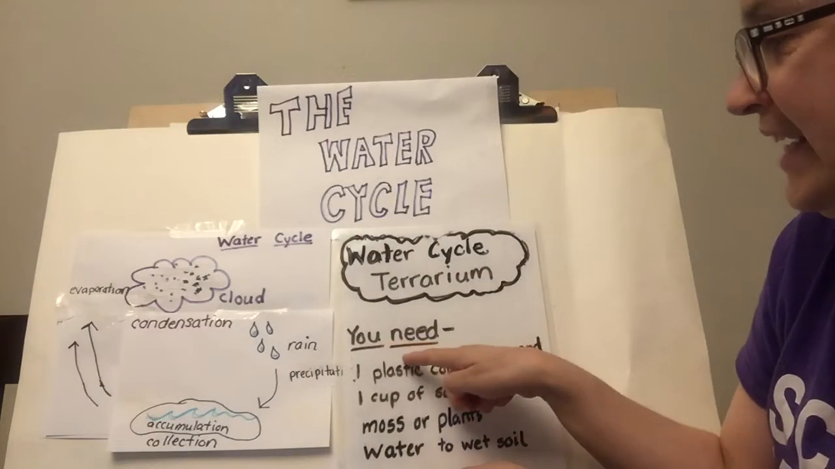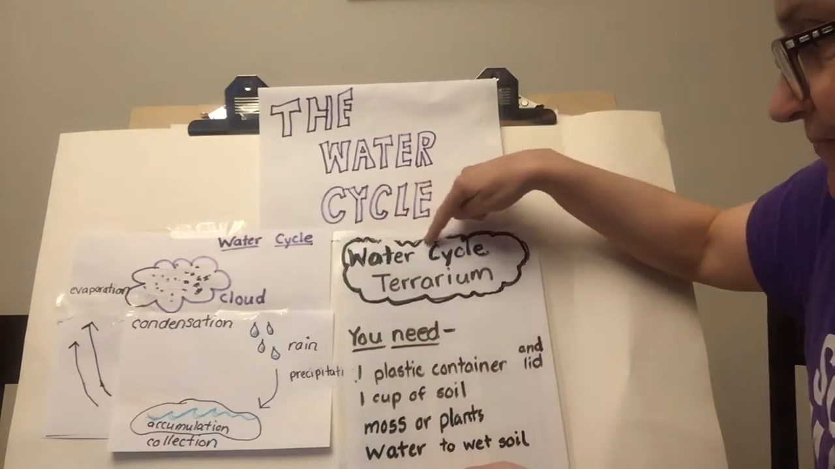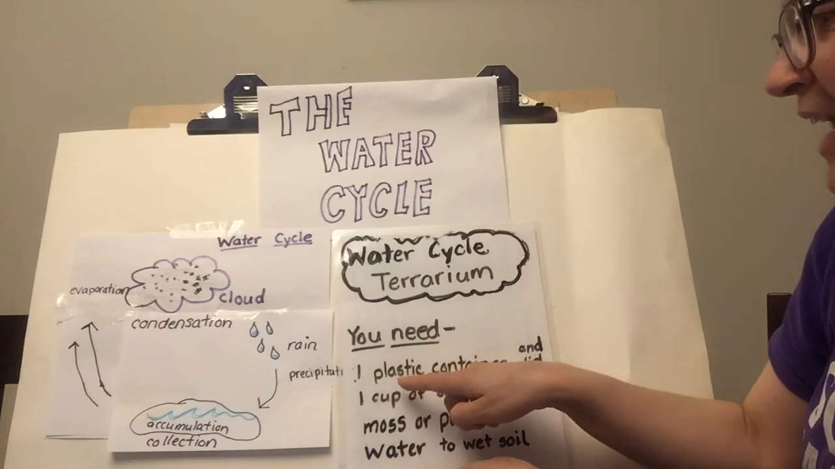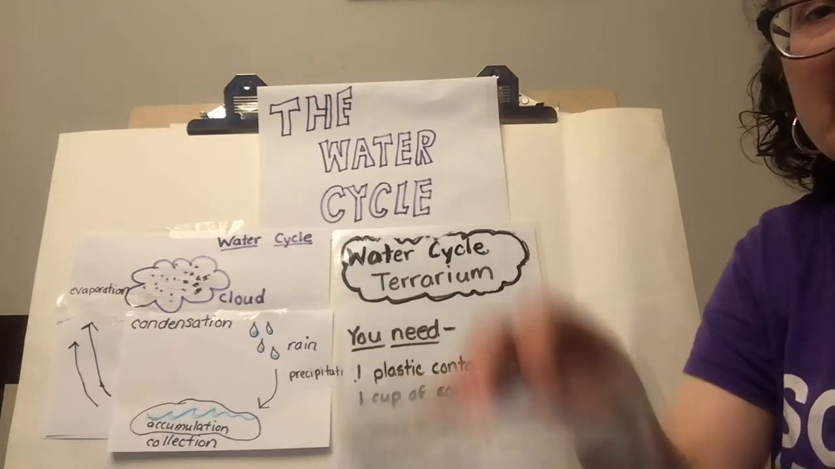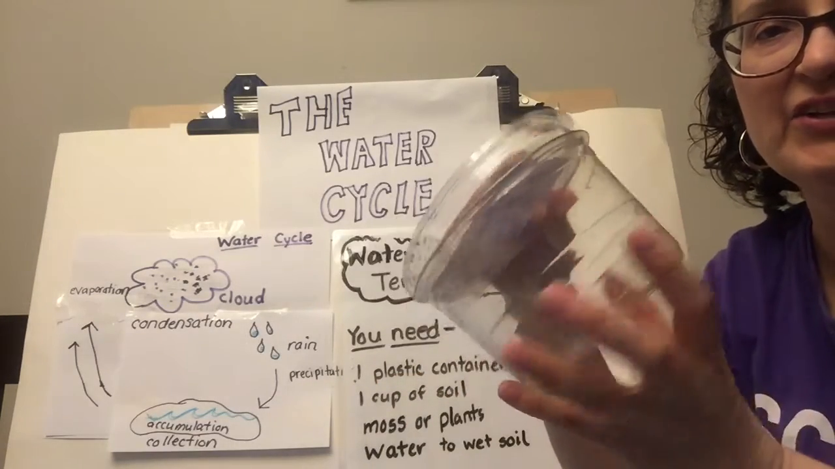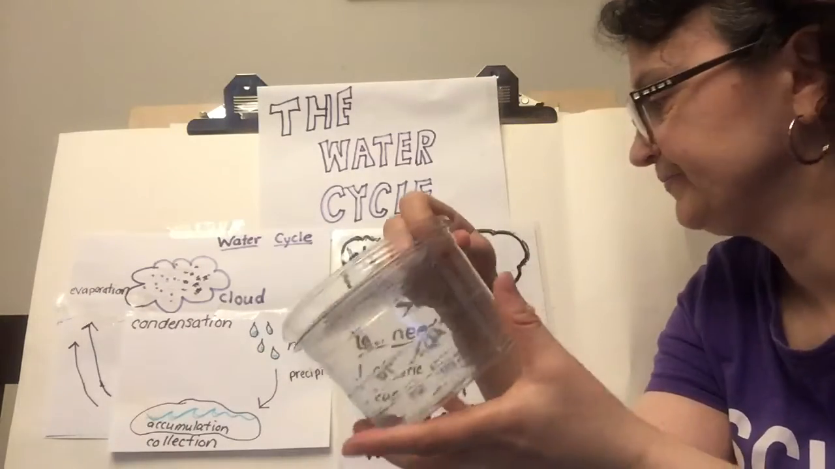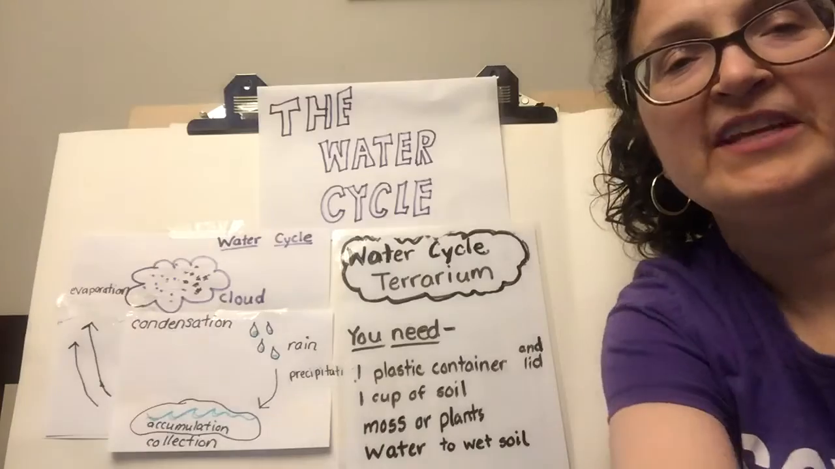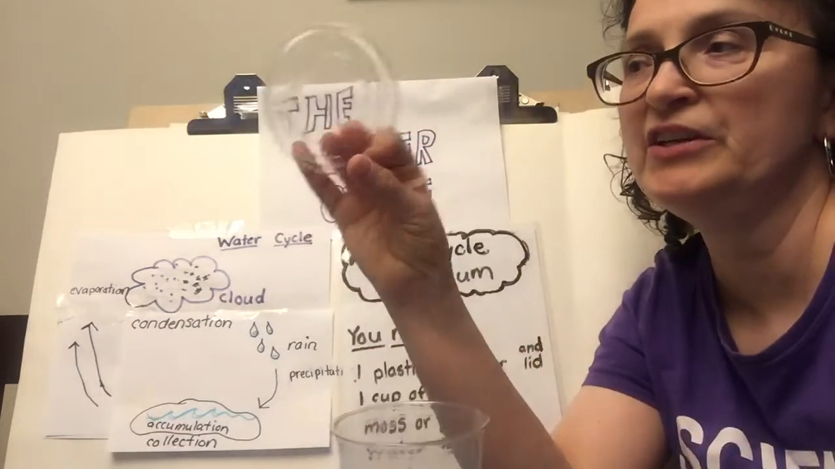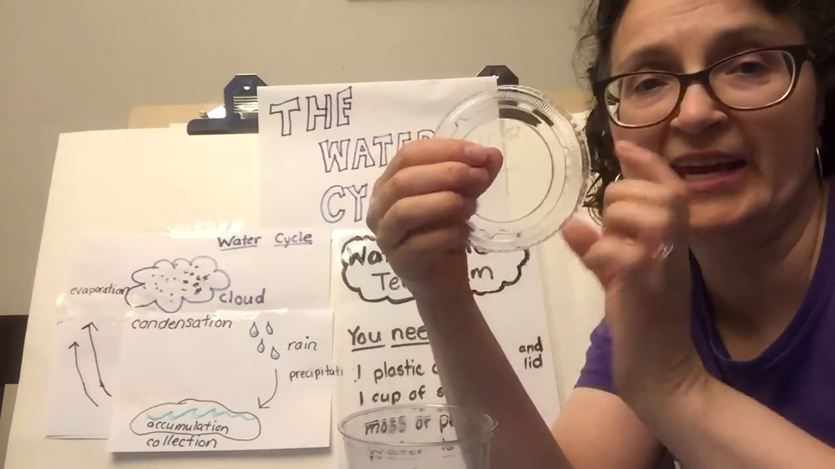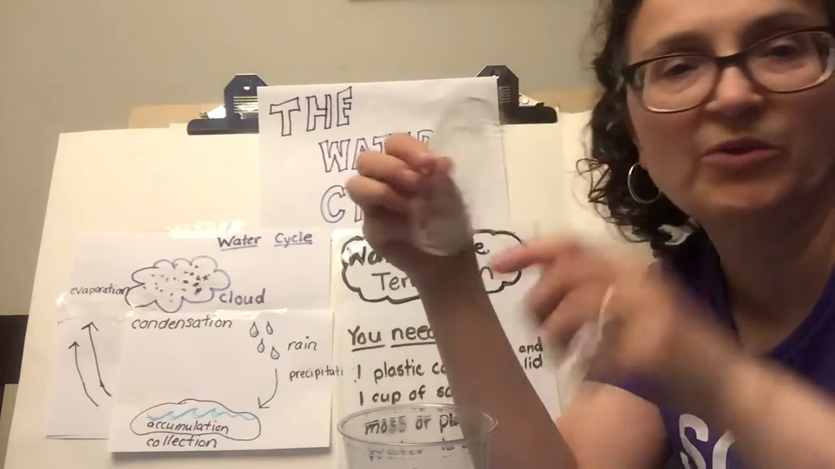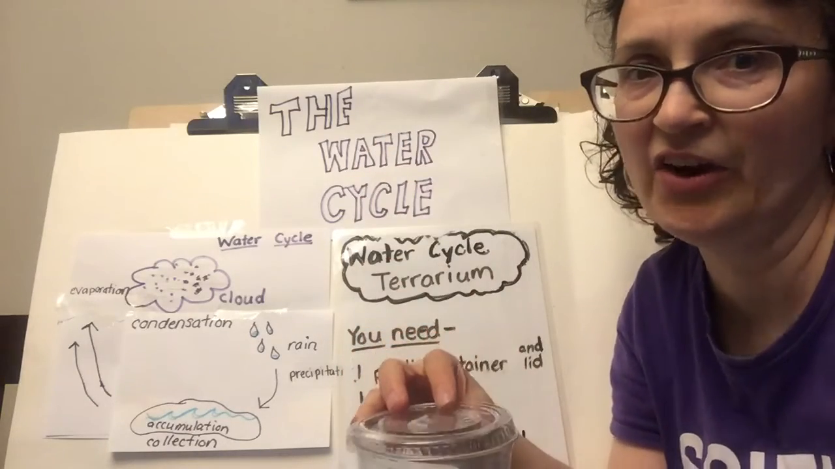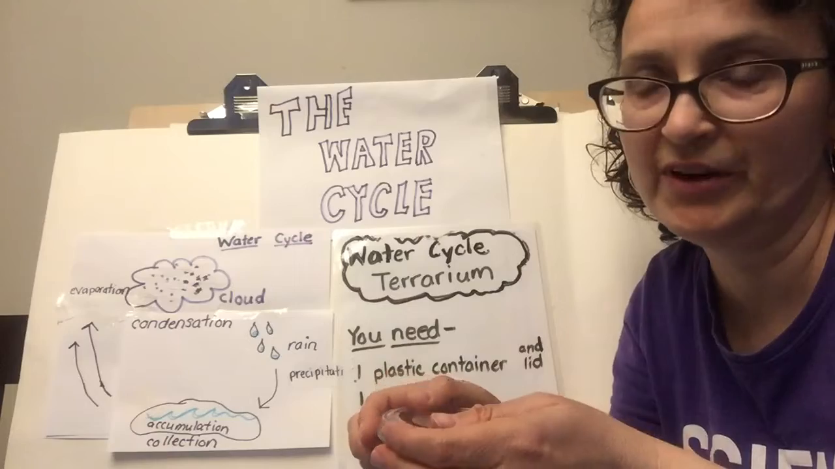And you need to do this: one plastic container to hold your water cycle. And you need a lid. Another example would be this kind of container. Just make sure you put a piece of tape over the hole. We don't want any holes in our water cycle terrarium.